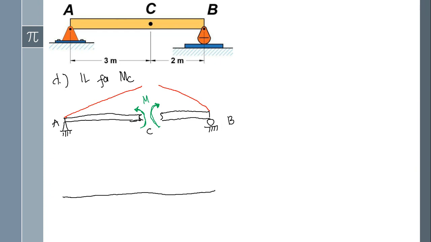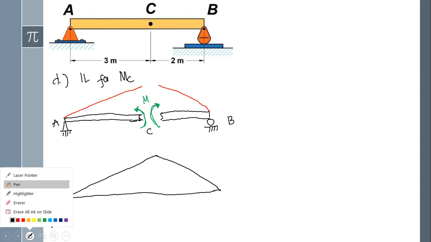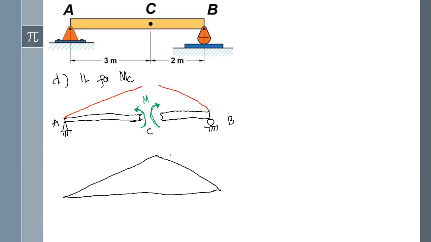So now let's go to the influence line diagram for moment at C.